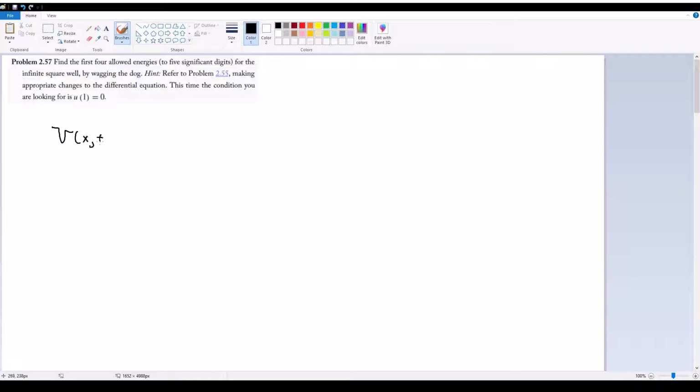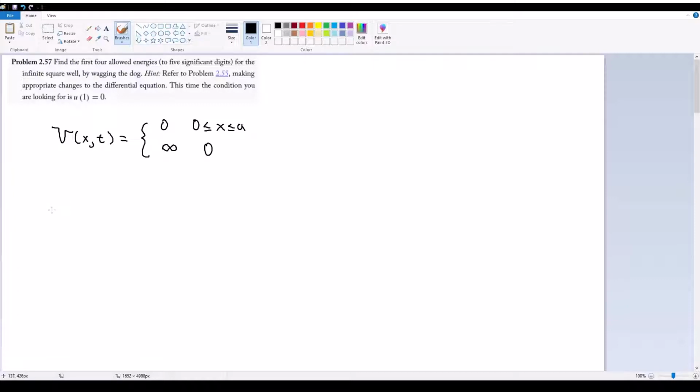have V of x comma t being equal to 0 inside the well, and we're going to say here that the well is going to be from 0 to a and infinity outside the well. So the wave function can only be 0 in the region where the potential is infinite. Because of that, we only have to worry about the region inside the well. And the Schrodinger equation is something we already know.